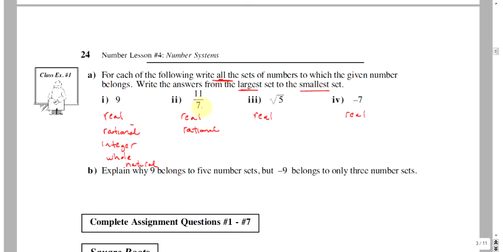Is it an integer? Is it -3, -2, -1, 0, 1, 2, 3, 4, or 5? Or no. So you're done. If it's not an integer, there's no way it can be a whole number. There's no way it can be a natural number, right? Because those are more restrictive groups. That's it. Okay?